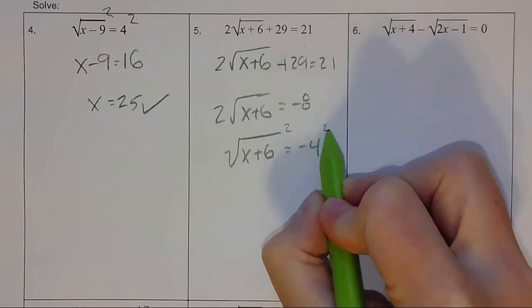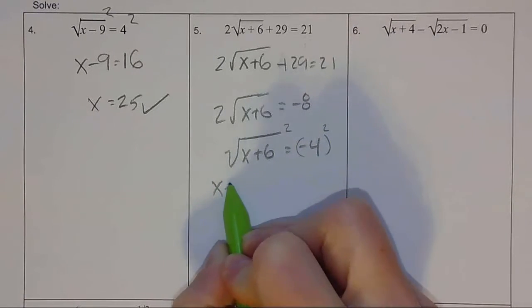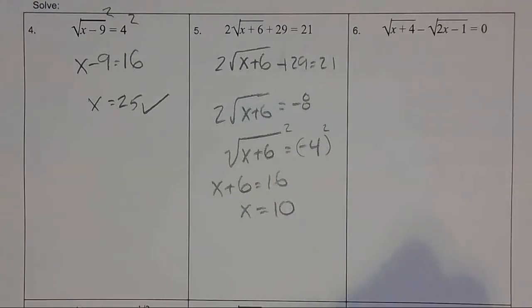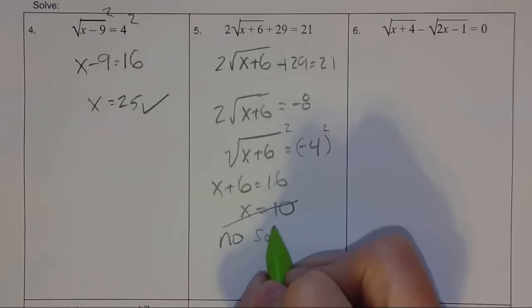So squaring both sides. And you would need to say that 10 is an extraneous solution, meaning that 10 is the answer you get, but it doesn't actually work. This is a no solution, and I'll go ahead and prove it real quick.